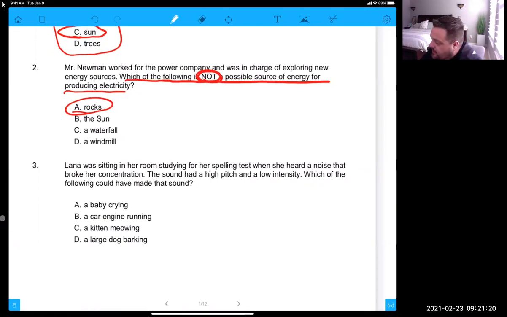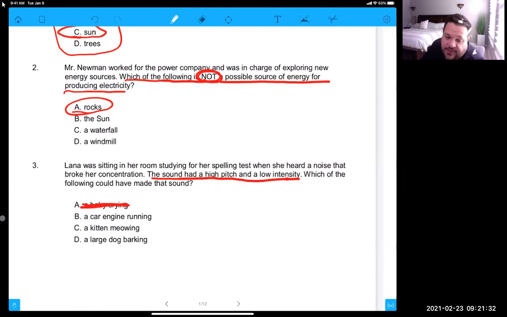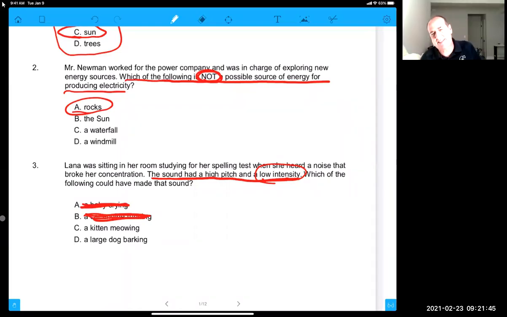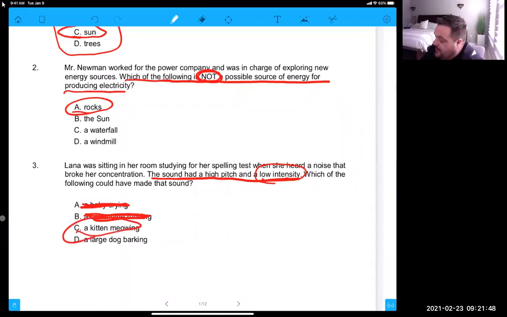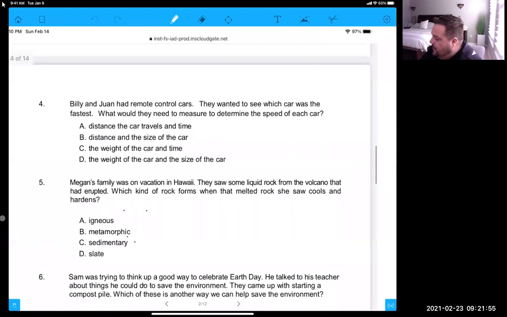Okay, the key words in number three are the sound had a high pitch and low intensity. Well, a baby crying is very intense, so it can't be that. A car engine does not have a high pitch. It's more of a grumble and loud. A kitten meowing would be low intensity, meaning it doesn't happen a lot. It's not like meow, meow, meow. That's what intensity means. The answer is C, so make sure you pick C. A dog barking is not a high pitch. That's low and annoying. All right, number four, pause it and get your answer.